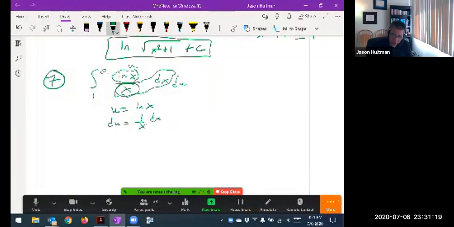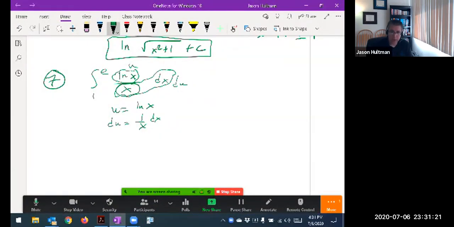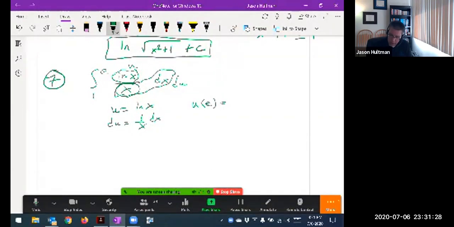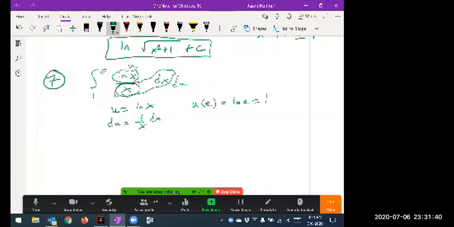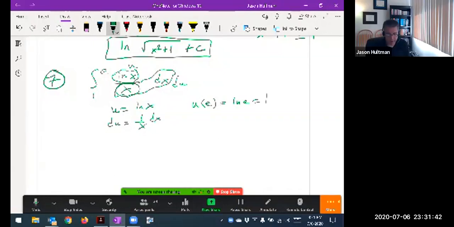Okay, so let's do the u sub. We don't have an indefinite integral here, we have a definite one with limits. So let's do u of e is equal to the natural log of e. What was the natural log of e? By definition, the natural log of e is 1. Very good. You should have that in your notes.